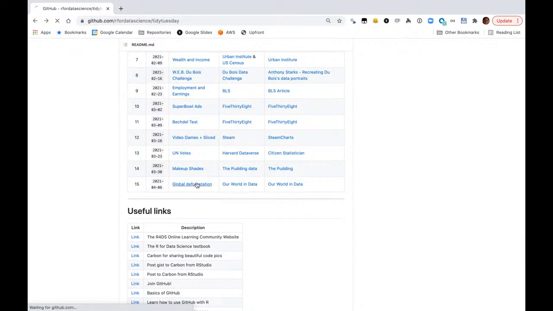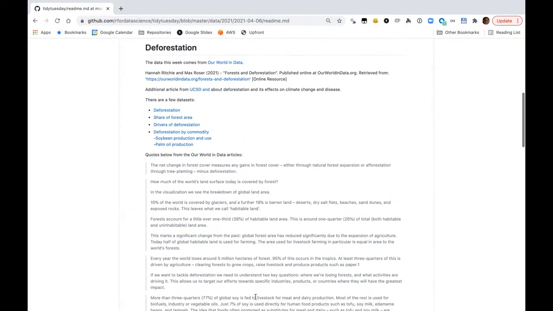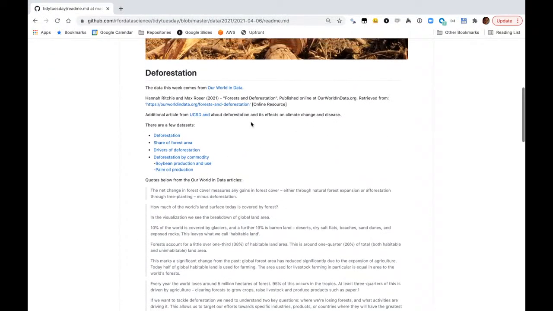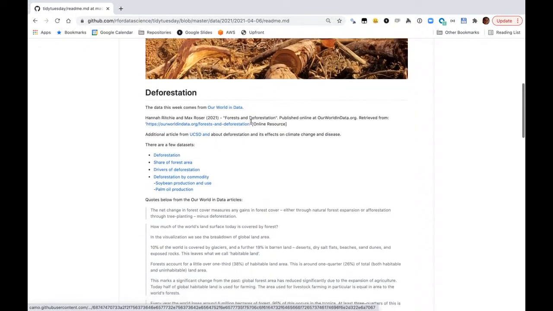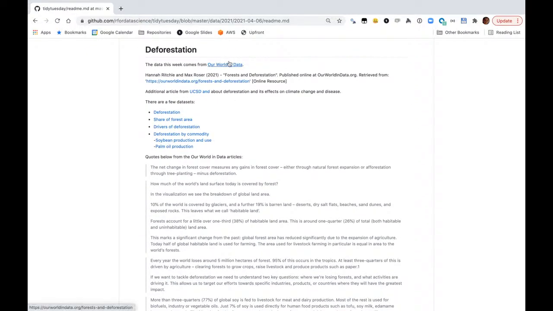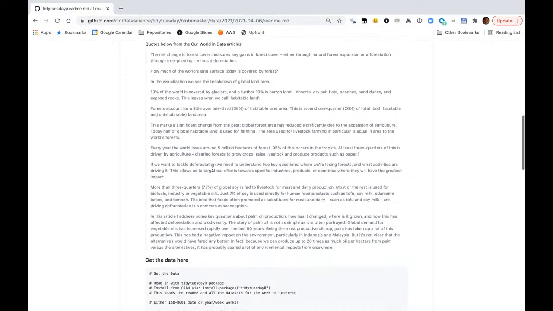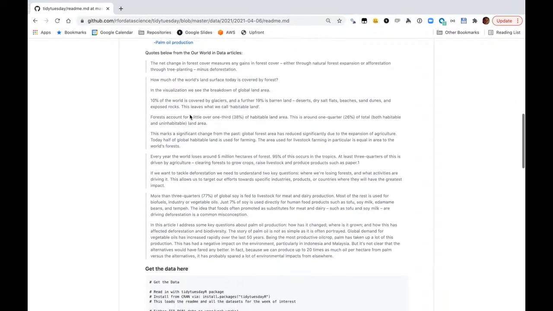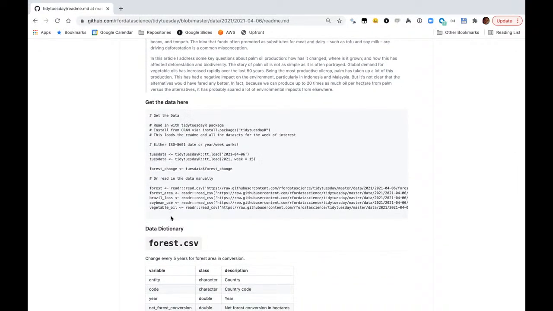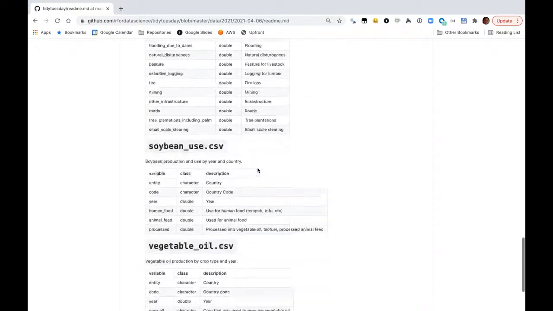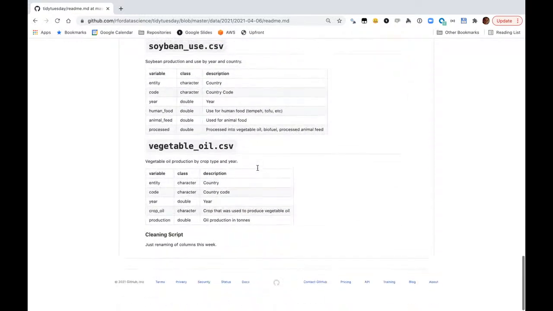We have global deforestation. It comes from Our World in Data, which has absolutely amazing data sets. They have a write-up on deforestation. We've got 5 different data sets that we can work with today on a really important topic.